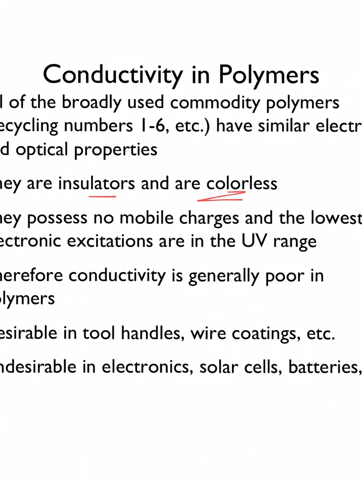Okay, so anyway, getting back to this, these are useful in that context because they possess no mobile charges, all right? In normal circumstances, there's nothing moving around. We'll talk about exceptions to that here in a few minutes. And the lowest electronic excitations are in the UV range, which we've already talked about a little bit in the context of colorants themselves. But plastics on their own, you have to go down to the UV and sub-UV to get them to react to light. All right? And this is something that we utilize to our benefit.